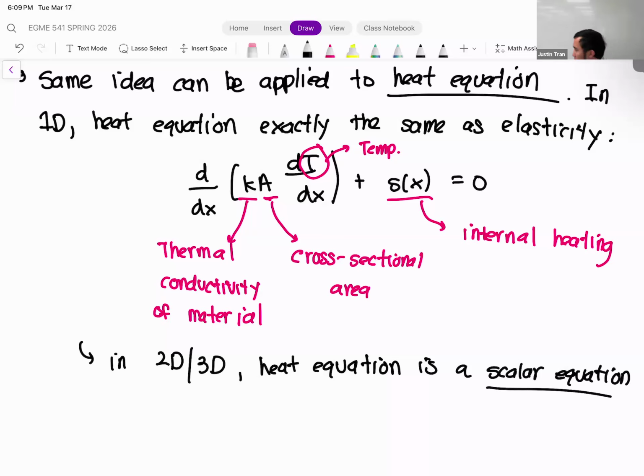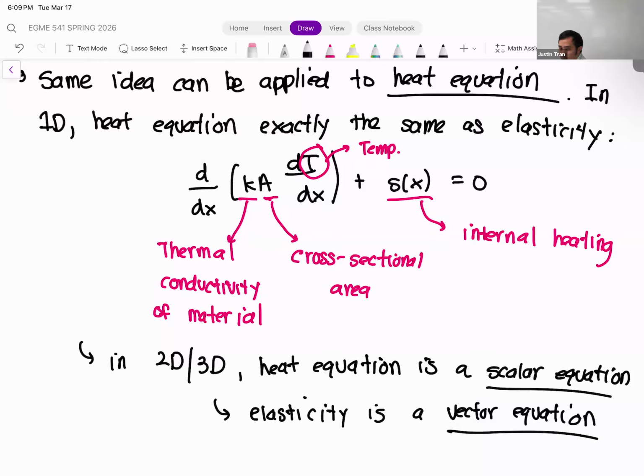And what that means essentially is that the unknown that we're solving for, which is temperature, is a scalar quantity. You contrast that with elasticity. In 2D and 3D, elasticity, where we're solving for structural displacement, structural stresses, things like that, becomes a vector equation. And so not only do you have to solve for the displacement, but you have to solve for the displacement in the x direction, displacement in the y direction, and in 3D in the z direction as well. So it does complicate things quite a bit.